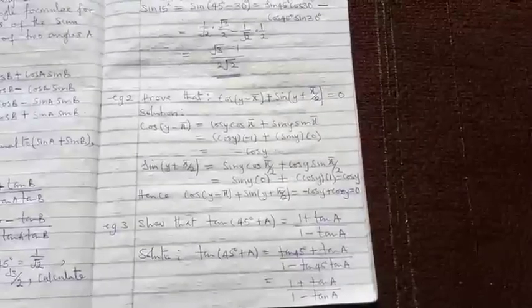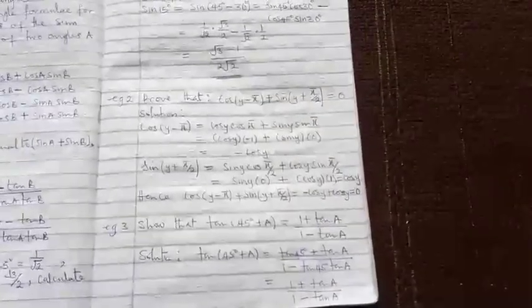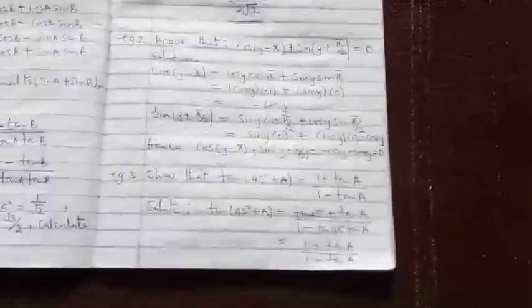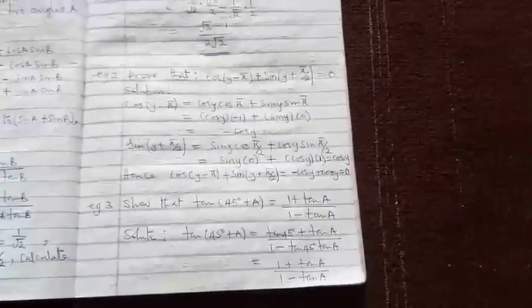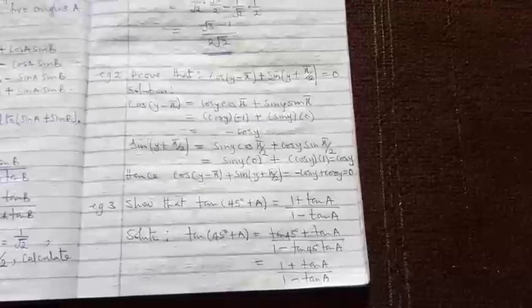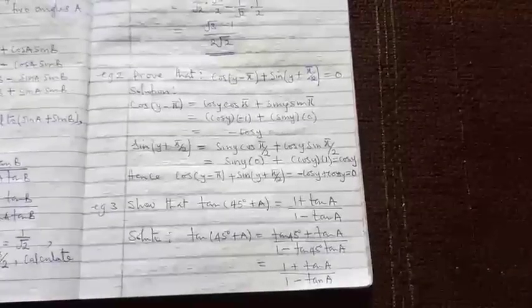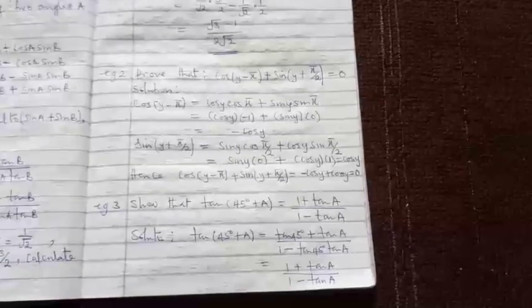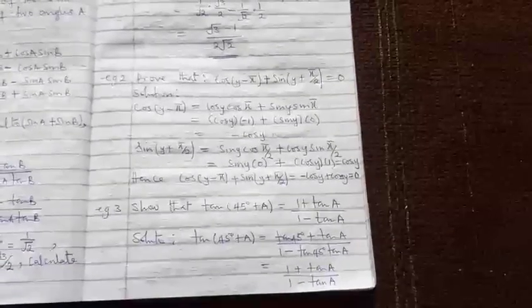Example 3. Show that tan of 45 degrees plus A equals 1 plus tan A over 1 minus tan A. Now the solution. Tan of 45 degrees plus A is given as tan 45 plus tan A divided by 1 minus tan 45 tan A. And that gives tan 45 to be 1. And we have 1 plus tan A divided by 1 minus tan A.